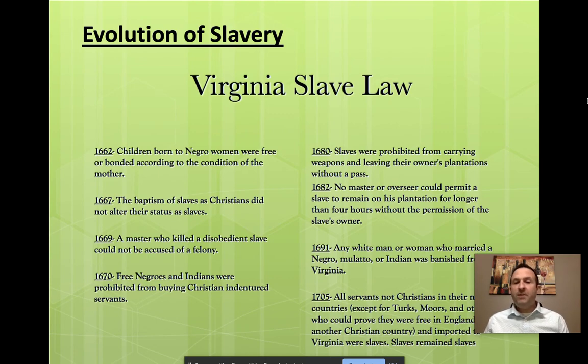And of course, if you go over to the second column over there, 1680s, slaves are prohibited from carrying weapons or leaving plantations without a pass. By 1691, any white man or woman who married a Negro, mulatto, or Indian was banished from Virginia. They want to create separation. By the way, if you don't know, a mulatto is a person mixed white and black. Why would they want to create this separation, though?